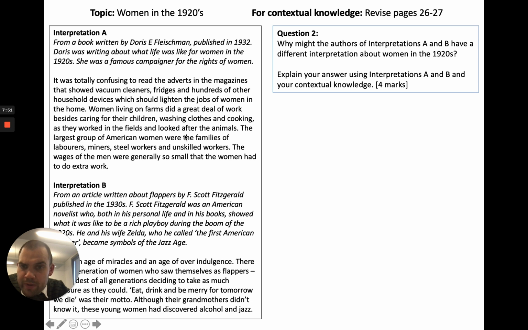The largest group of American women were the families of labourers, miners, steel workers and unskilled workers. The wages of the men were generally so small that the women had to do extra work. Now, so what's that interpretation really saying about women in the 1920s?